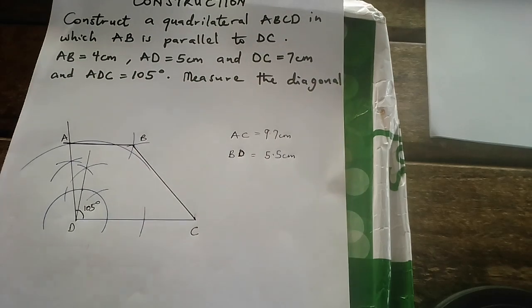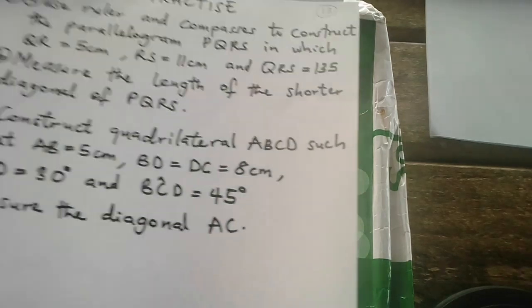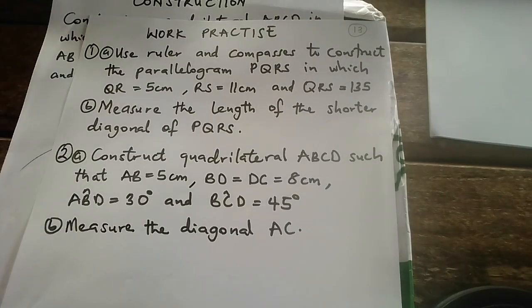For your own personal practice, number 1: use ruler and compasses to construct the parallelogram PQRS, in which QR equals 5 centimeter, RS equals 11 centimeter, and angle QRS equals 135 degrees. B. Measure the length of the shorter diagonal of PQRS. So here you are told to measure the shorter diagonal. The question is specific for number 1.